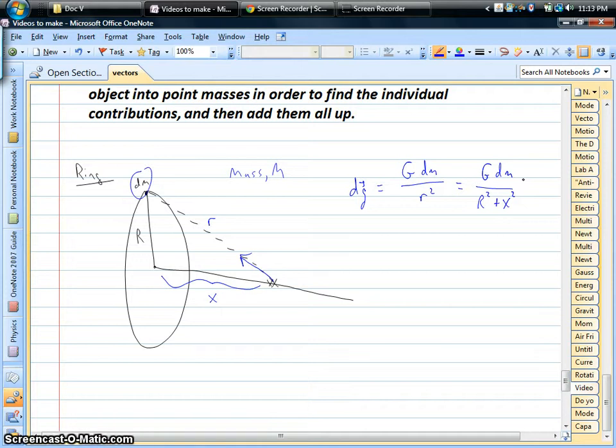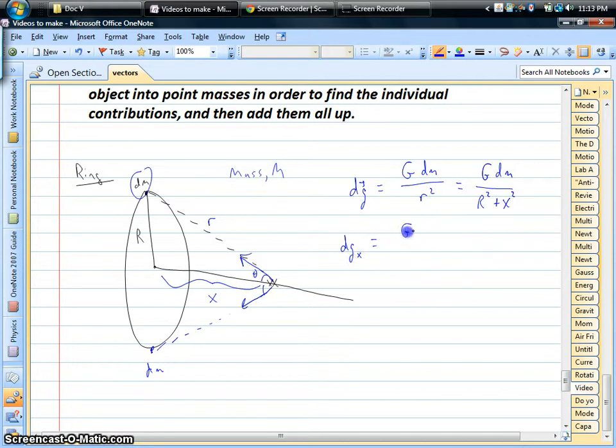Now, from the symmetry of this, because we're looking at this axis that goes right through the center of the ring, there's also a little piece of mass down at the bottom of the ring, same distance away, producing the same strength field, at the same angle. Okay, that's this angle in here. So those y components are going to cancel each other out. So really what we need to do is to figure out how much of this gravitational field is just in the x direction.